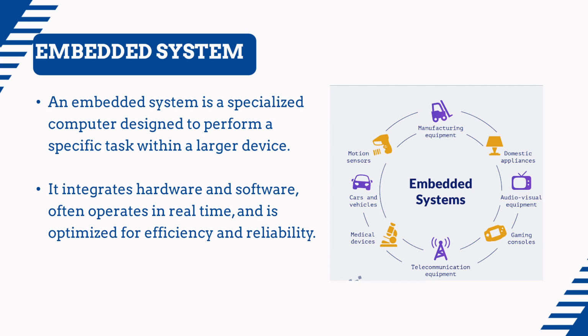Embedded system. An embedded system is a specialized computer designed to perform a specific task within a larger device. It integrates hardware and software, often operates in real time, and is optimized for efficiency and reliability. And the applications of embedded systems, as shown in the figure, are manufacturing equipment, domestic appliances, audiovisual equipment, gaming consoles, telecommunication equipment, medical devices, cars and vehicles, and motion sensors.